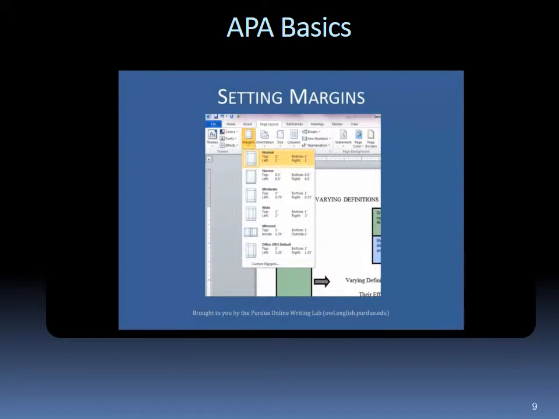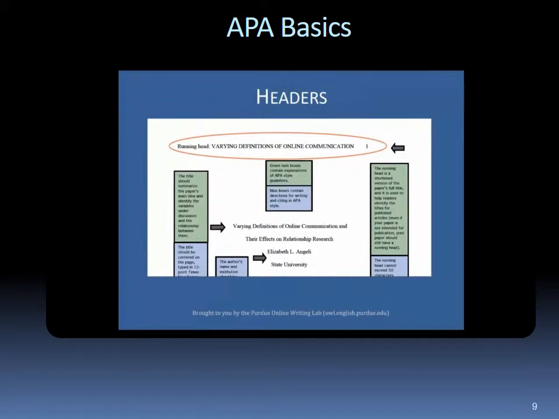APA requires that your paper be set to 1 inch on all sides. To do this, open up the Page Layout menu in Microsoft Word. Select Margins, then click on Normal, which should have top, bottom, right, and left margins of 1 inch. You will need to create a page header flush with the left margin at the top of every page. On the title page, this header will be different. It will read Running Head. Include a short version of your paper's title in all capital letters.